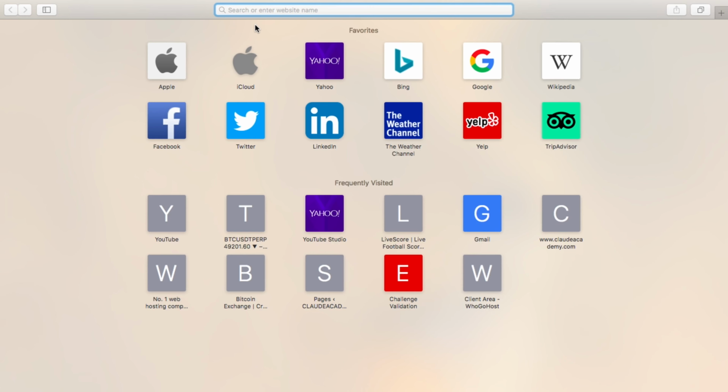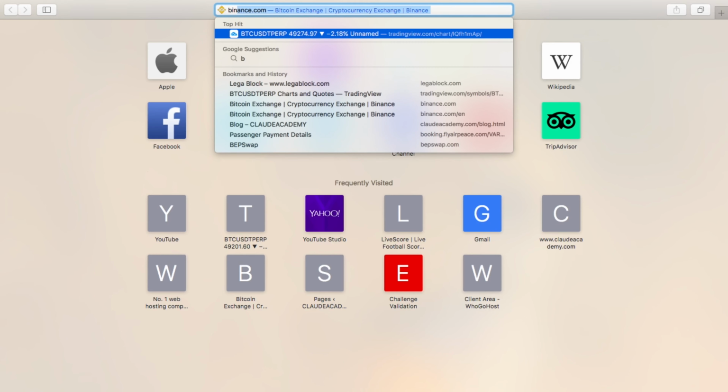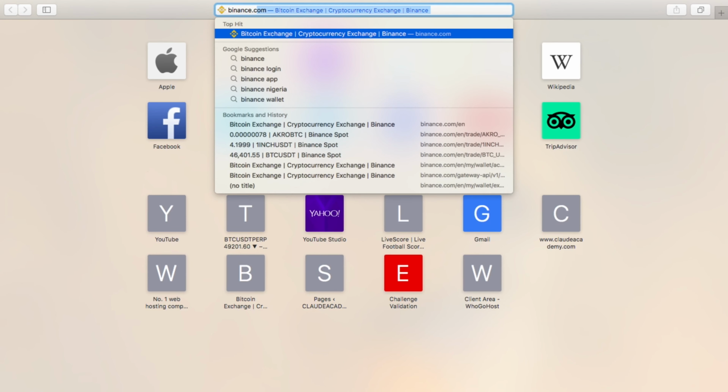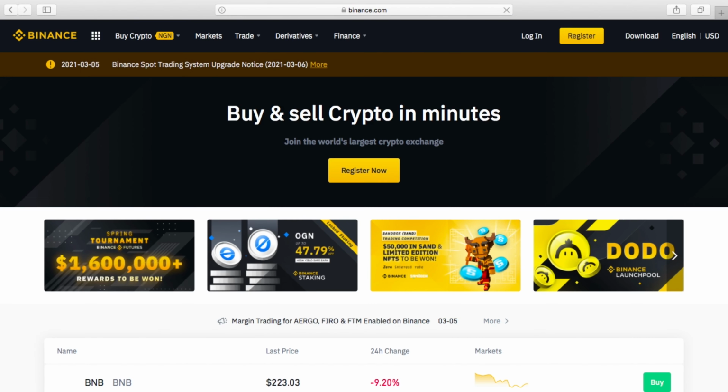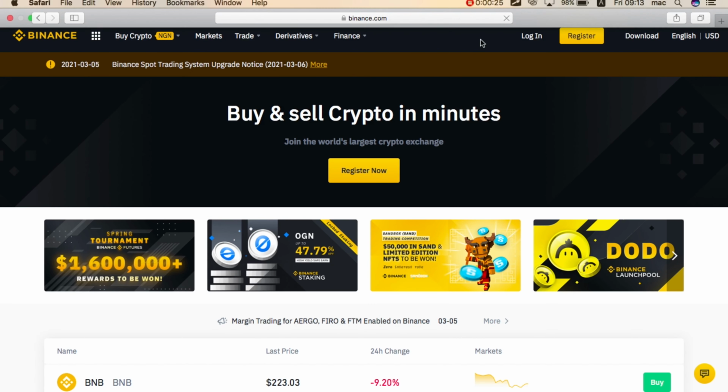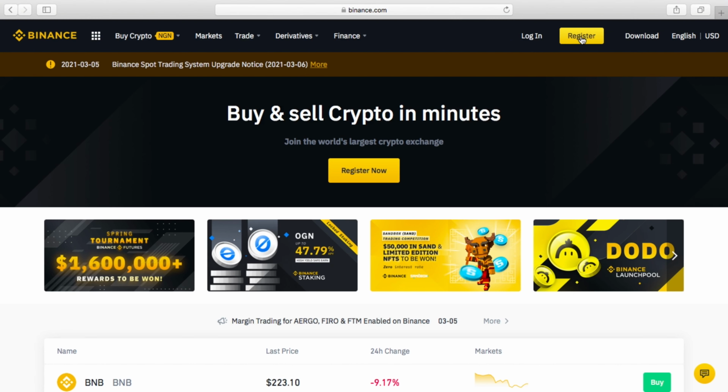Mr. Cloud Olika. So I just want to show you all how to trade on the Binance platform. So I would go down here and type Binance.com and allow it to load, and this site is going to load. It's going to show you log in and register.